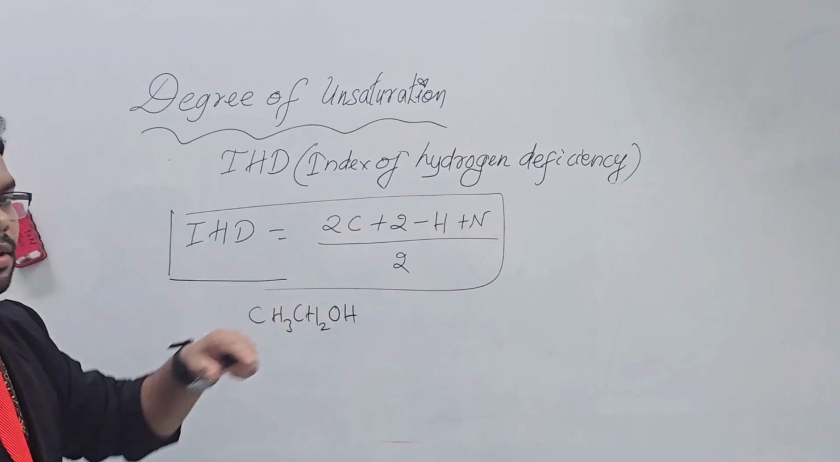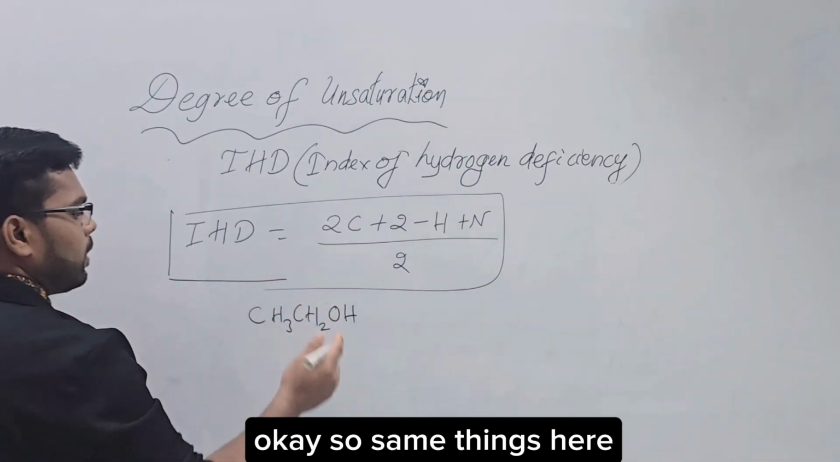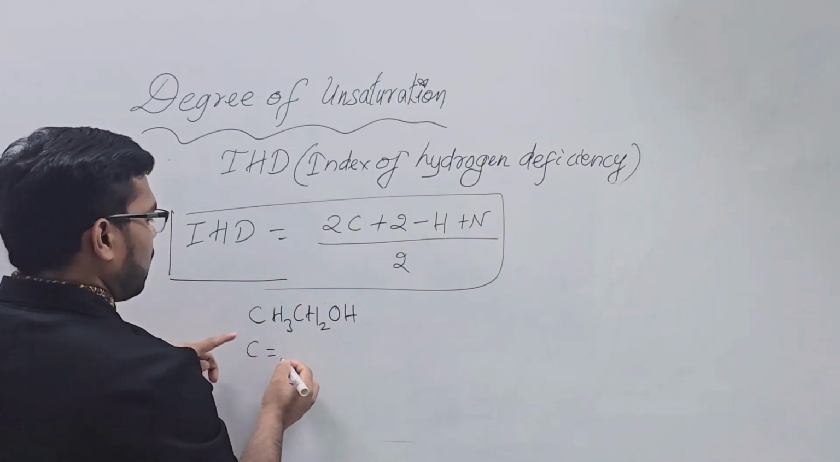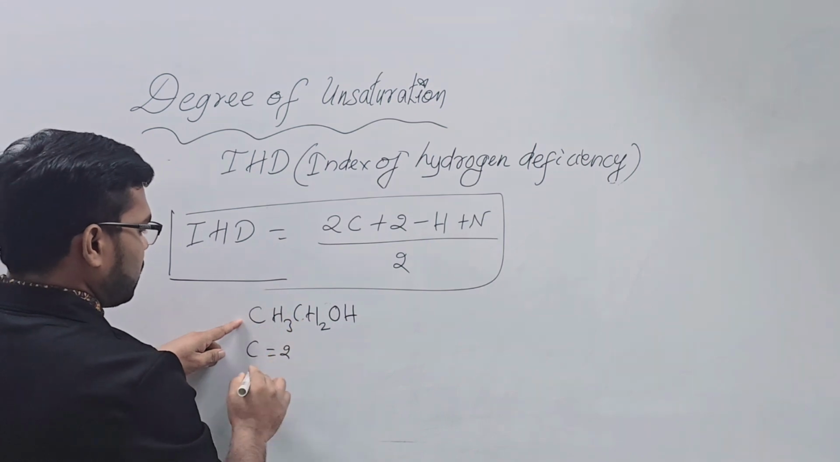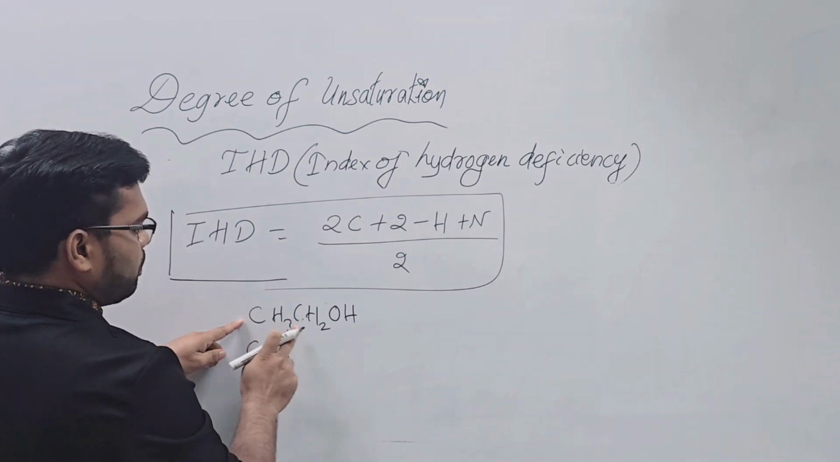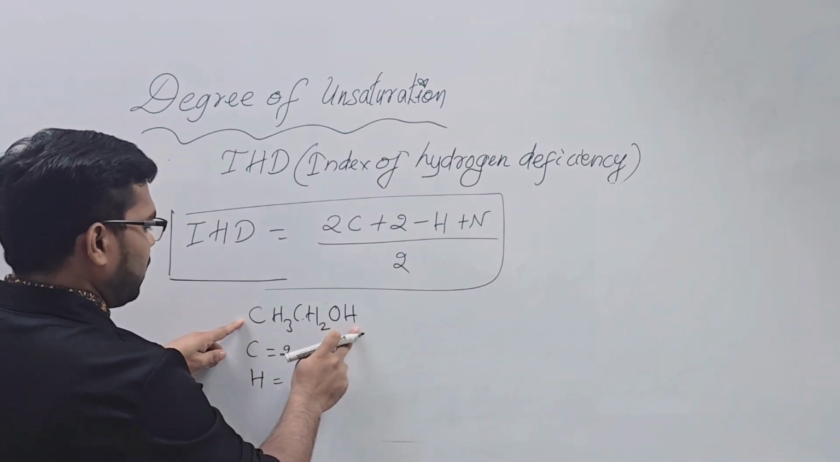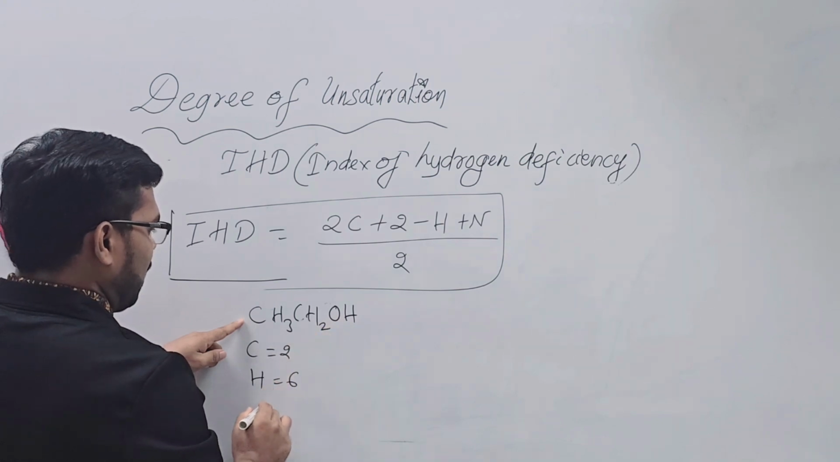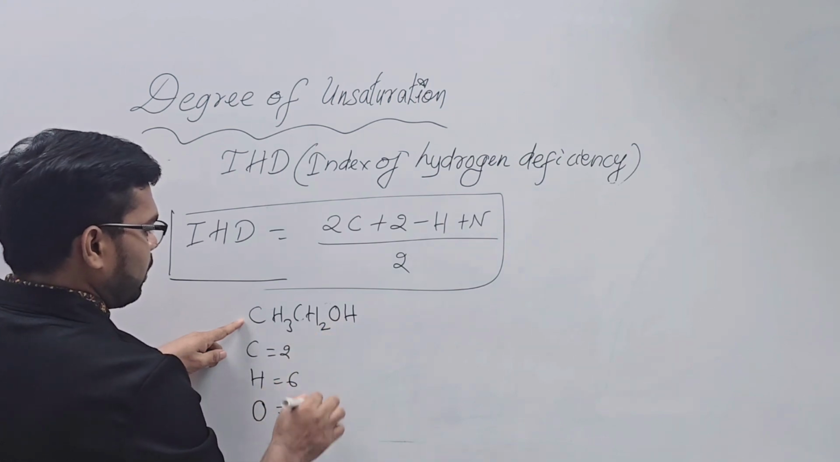So what is the degree of unsaturation? How do you find it by using the formula? Okay. So same things here. Carbon. How many carbons? 1, 2. 2 carbons. How many total hydrogens? 3 plus 2 plus 1. Right. So total 6. How many oxygens are there? There is only 1 oxygen.